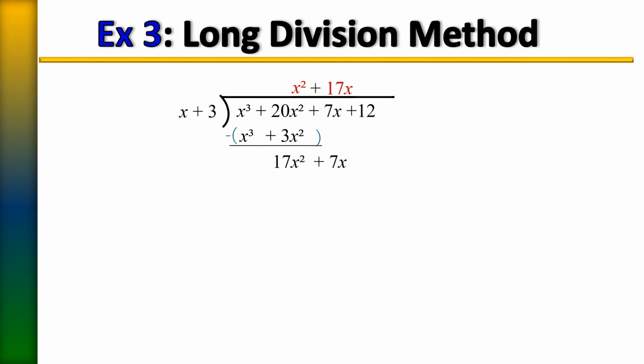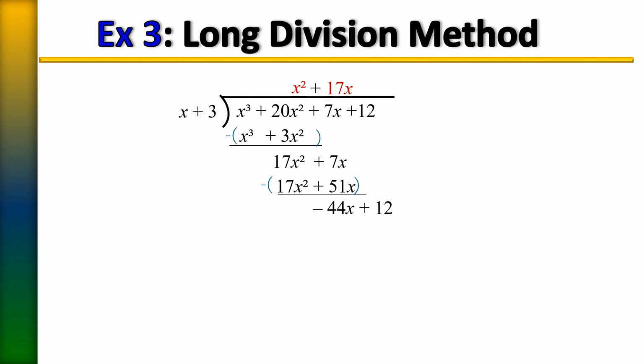Now let's multiply. We're going to distribute the 17 to both terms. Okay? So 17x times x, yes, it is 17x cubed. 17x times 3 equals 51x. Subtract, everyone becomes their opposite. So we're going to wind up bringing down a negative 44x as well as our last term of 12.